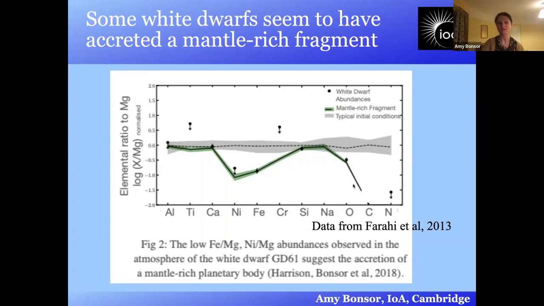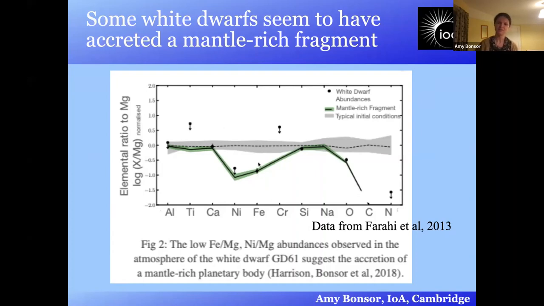And what we're able to see here is that the iron and the upper limit on nickel tell us that this white dwarf has accreted a planetary body that was very, very depleted in iron-rich material, just like the mantle of our Earth. So what we think is going on here is that it's accreted a mantle-rich fragment of a larger planetary body.